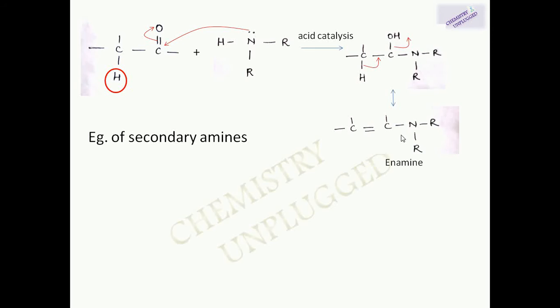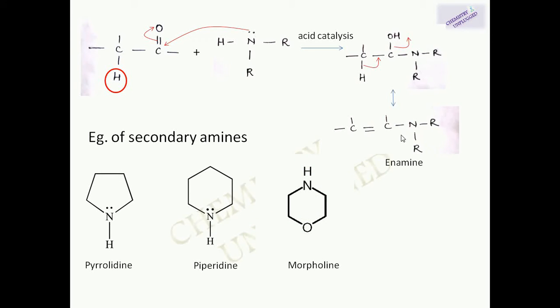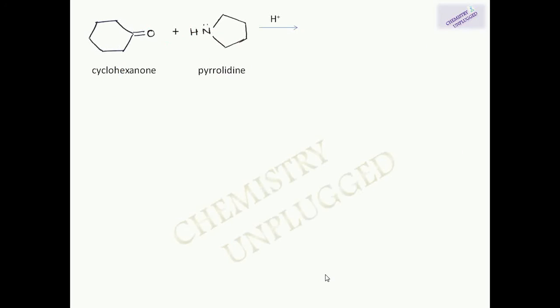Examples of secondary amines which can be used in this reaction are pyrrolidine. Pyrrolidine is formed from pyrrole. So we have pyrrolidine, piperidine and morpholine. We are all familiar with these secondary amines, so they are very frequently used for this reaction. Then we have another example of this reaction, the reaction of cyclohexanone and pyrrolidine.